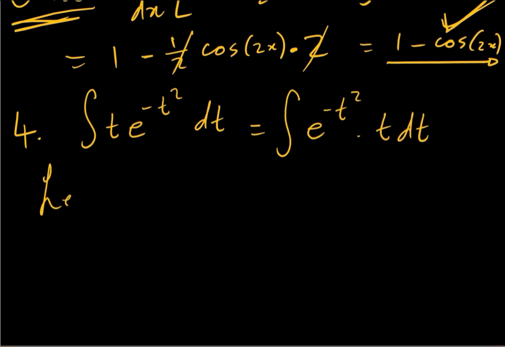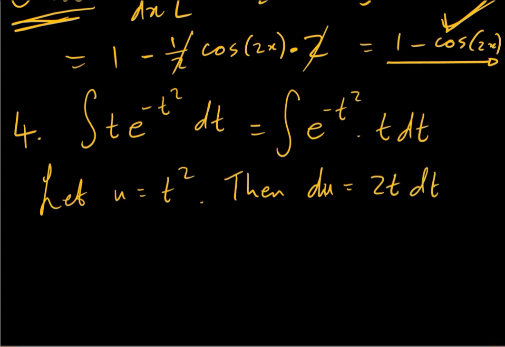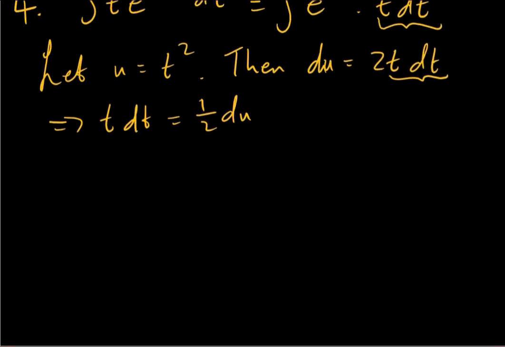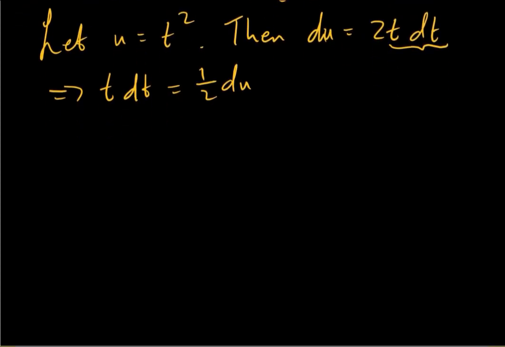So what we do is we say let u equal t squared. Then du is 2t dt. Now that's why I wanted to do that. I wanted the t and dt to be next to each other like that. So what we can do is we can say, okay, then t dt is equal to a half du. Now let's do the substitution. It's so nice to see this substitution stuff in working out.